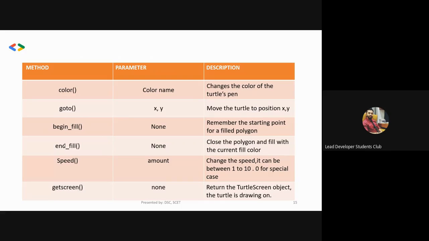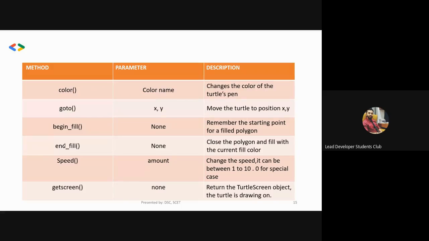The color option changes the color of the pen. Then we have the go to function. Using this go to function, we will be able to go to some specific place in our drawing object. Then begin fill is the starting point, where it will start filling the object from. We will be understanding this function.